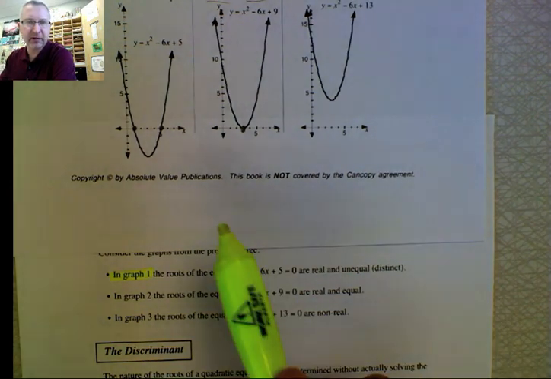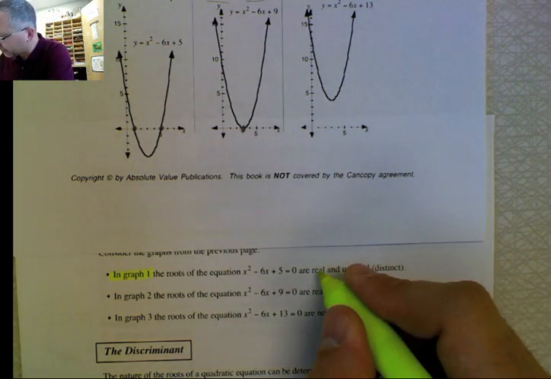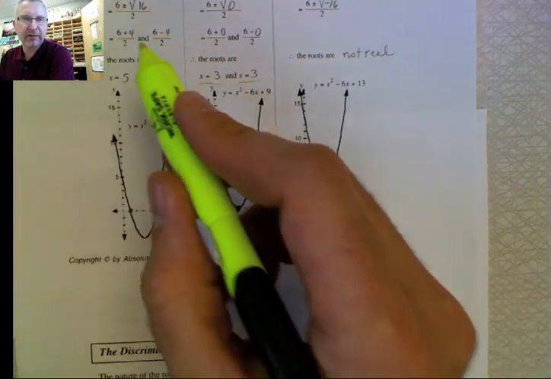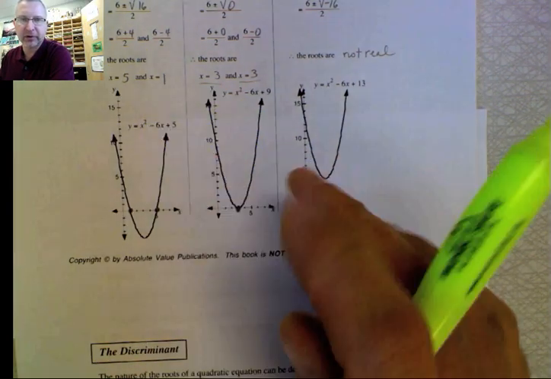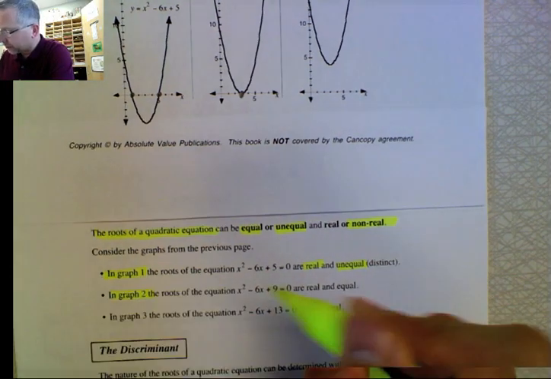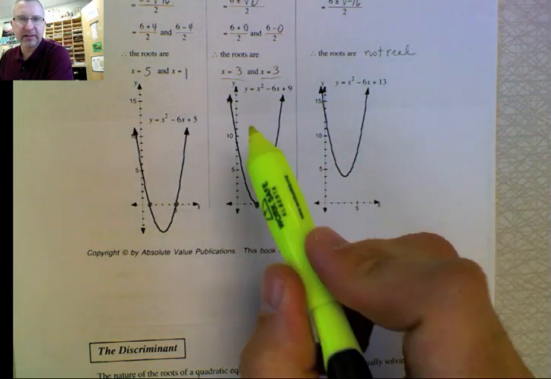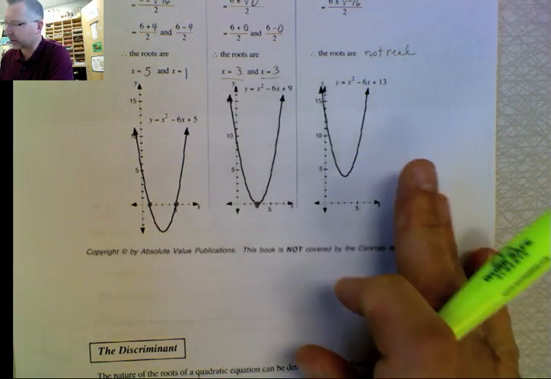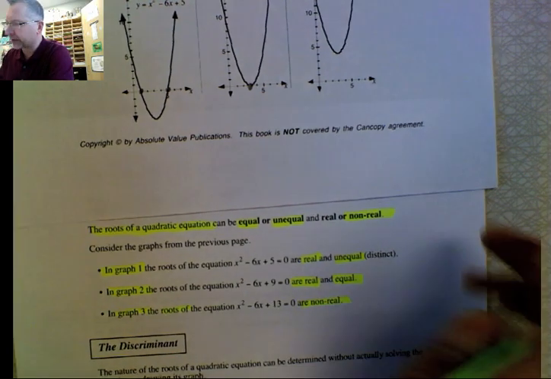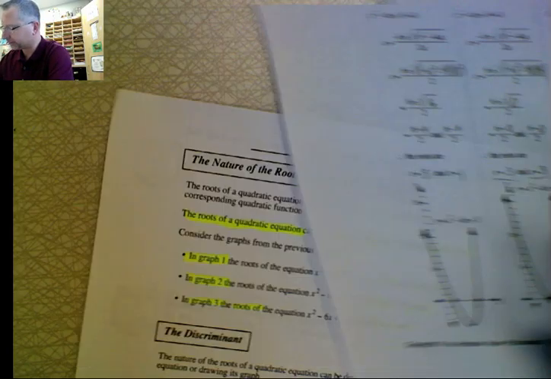If you look at this first graph, the roots of this equation are real and unequal because the roots of the equation are 5 and 1. They're real numbers, but they're not the same. If you look at the second graph, the roots are real and equal. We had two roots or two x-intercepts that were the same, 3 and 3. And in the third graph, the roots were not real. There were no x-intercepts when we have no real roots.